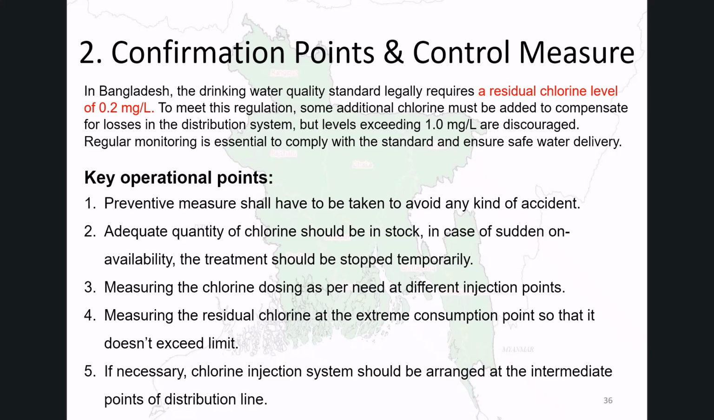3. Chlorine dosage must be measured at different injection points. 4. Residual chlorine must be checked at extreme consumption points to confirm it does not fall below the minimum requirement. 5. If necessary, additional chlorine injection points should be installed within the distribution line. These confirmation points ensure that chlorination is effective not only at the plant but throughout the distribution system.